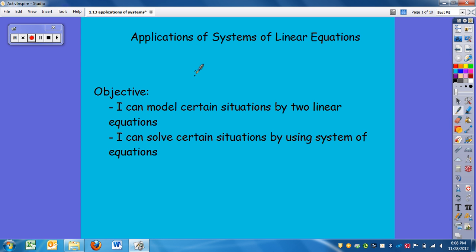So in this video, we are going to do applications of systems of linear equations. So we're actually going to apply our systems of equations to real-world situations. When you're done with this video, you should be able to model certain situations by two linear equations. And then we're also going to learn to solve certain situations by using our systems of equations.